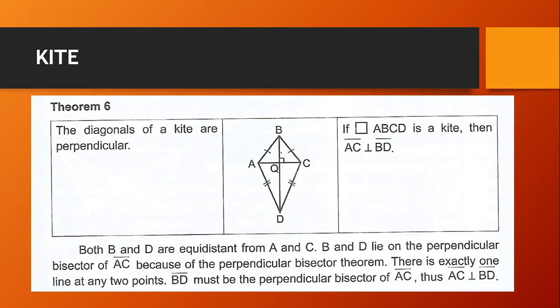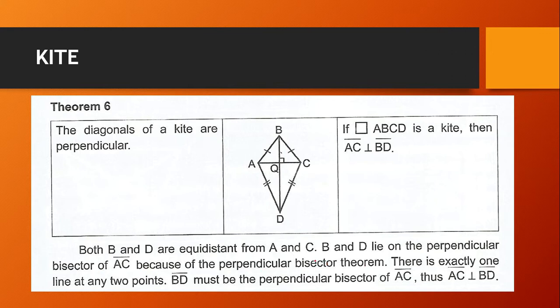Okay, so let's go now to theorem 6 of the kite. It states that the diagonals of a kite are perpendicular. And as you can see, this is quadrilateral ABCD, and it is a kite. Okay, this is kite ABCD. Then if quadrilateral ABCD is a kite, then AC is perpendicular to BD. Then both B and D are equidistant from A and C. B and D lie on the perpendicular bisector of AC because of the perpendicular bisector theorem.